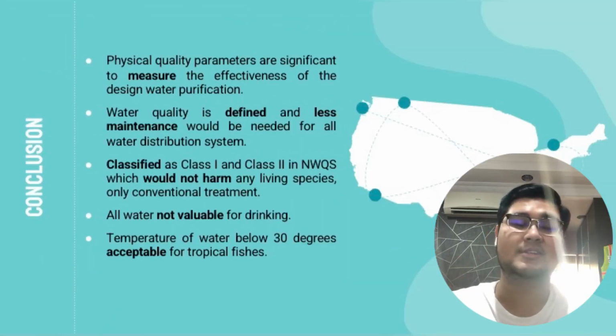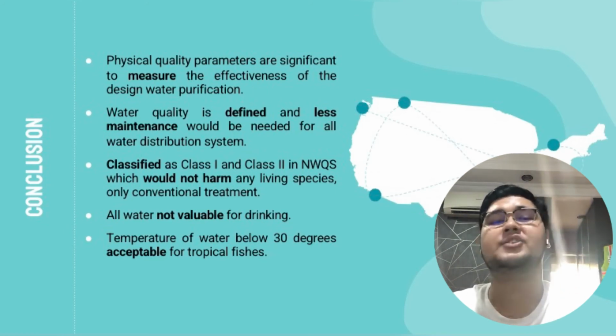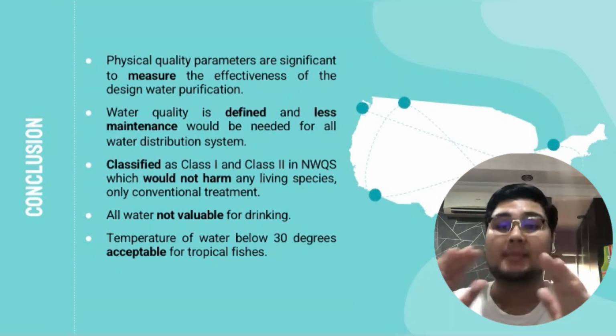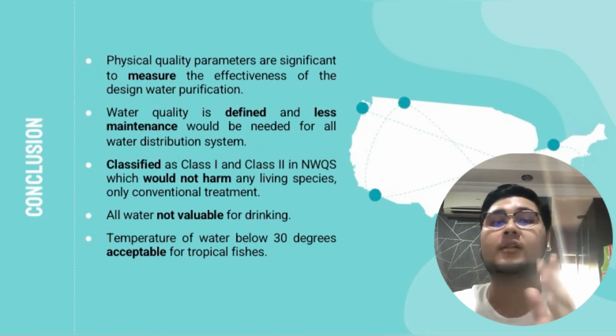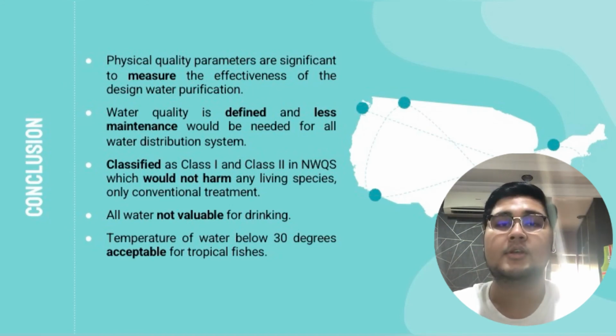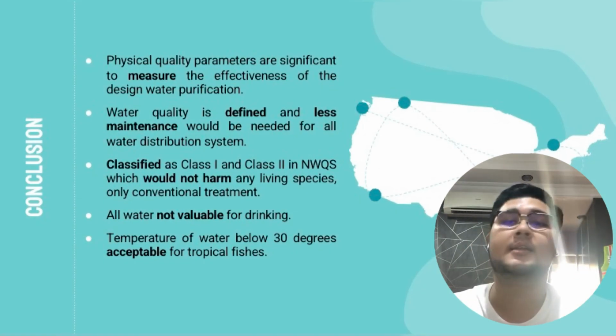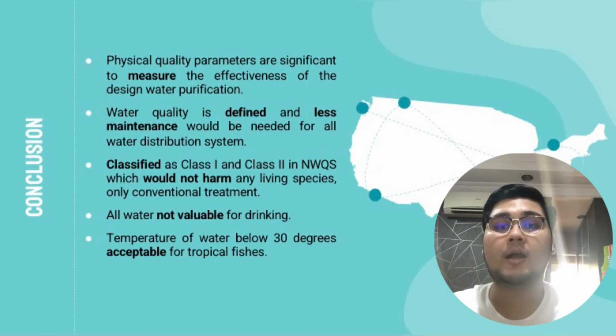So, in conclusion, physical quality parameters are significant to measure the effectiveness of the designed water purification. Water quality is defined and less maintenance will be needed for all water distribution systems. So the water is classified as Class 1 and Class 2 in the National Water Quality Standard, NWQS, which will not harm any living species, but with only conventional treatment.